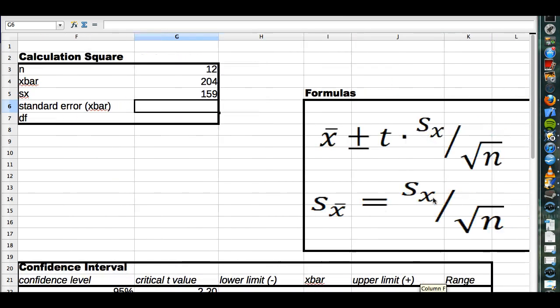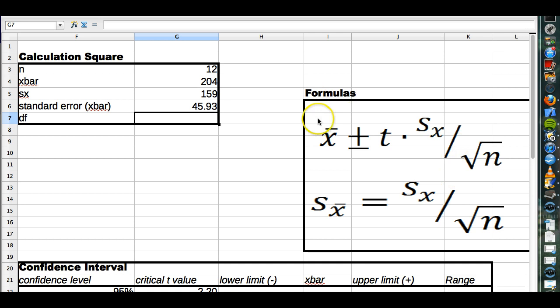So that's all we need for the calculation of the standard error, which is the standard deviation divided by the square root of n. So let's calculate that. I select my standard deviation, so this part of the formula, divided by the square root of n, which is right there, like so. Okay, so we get a standard error of 45.93.